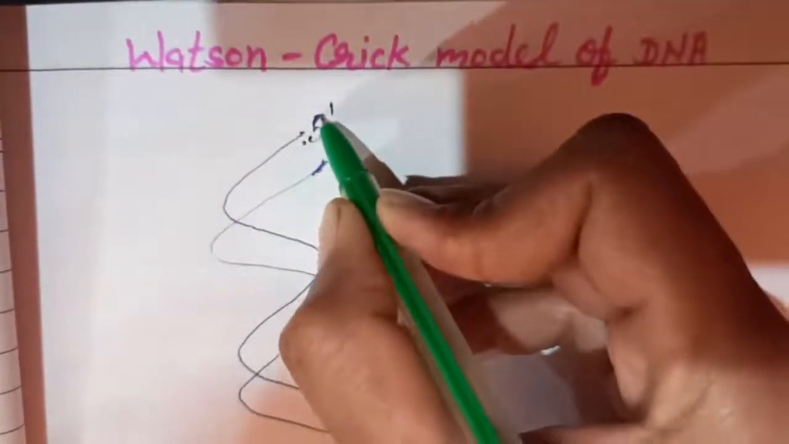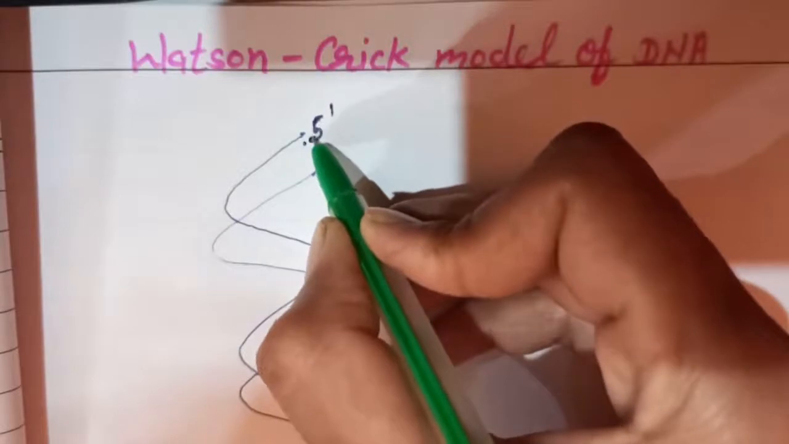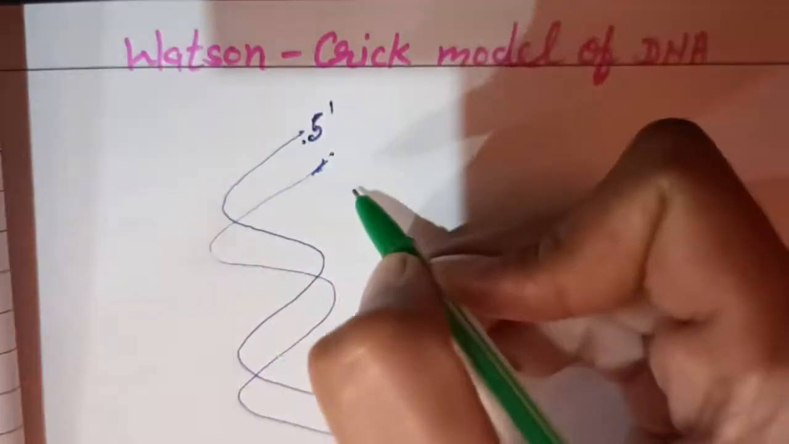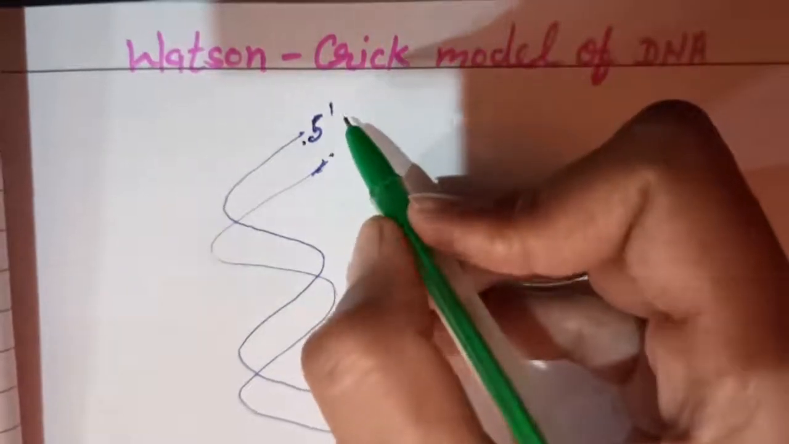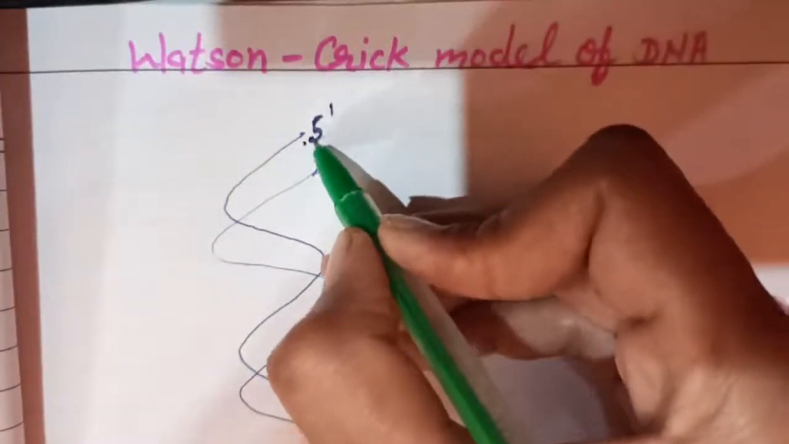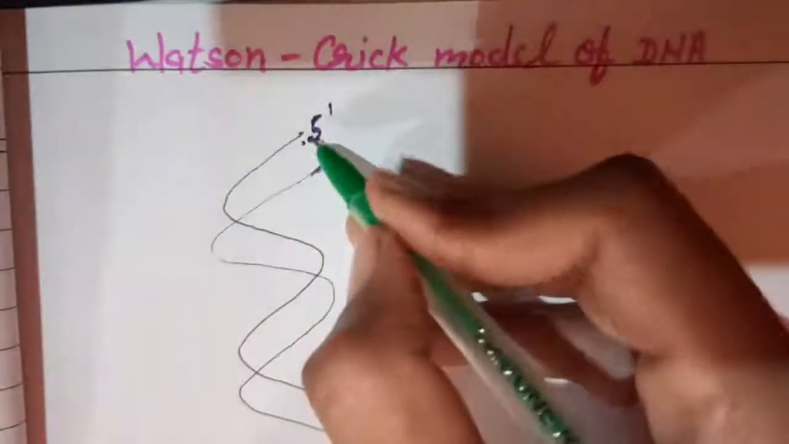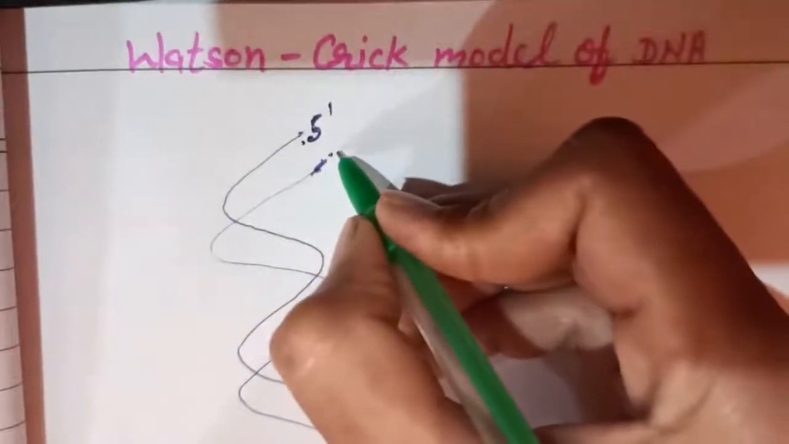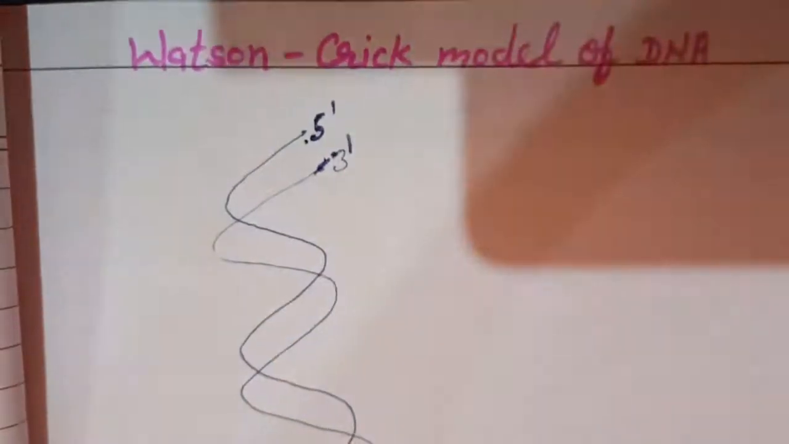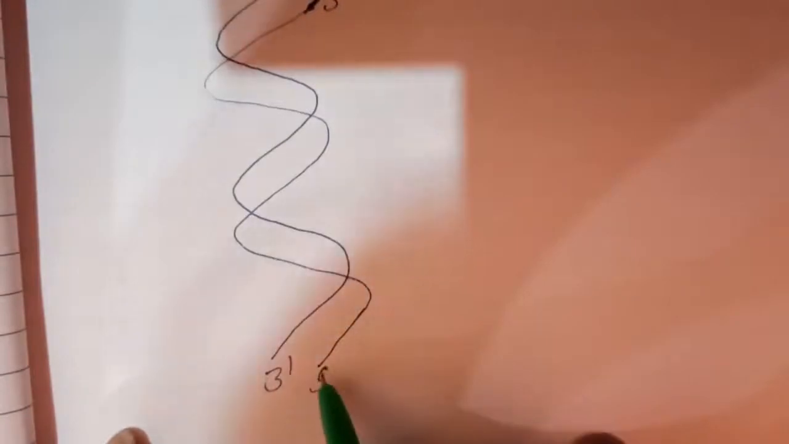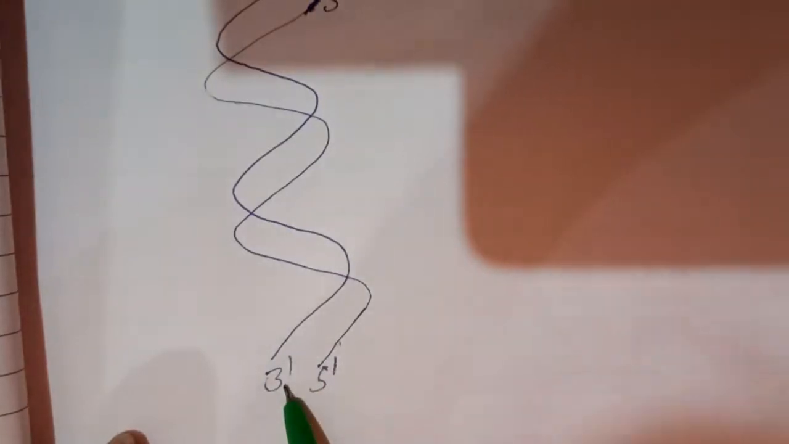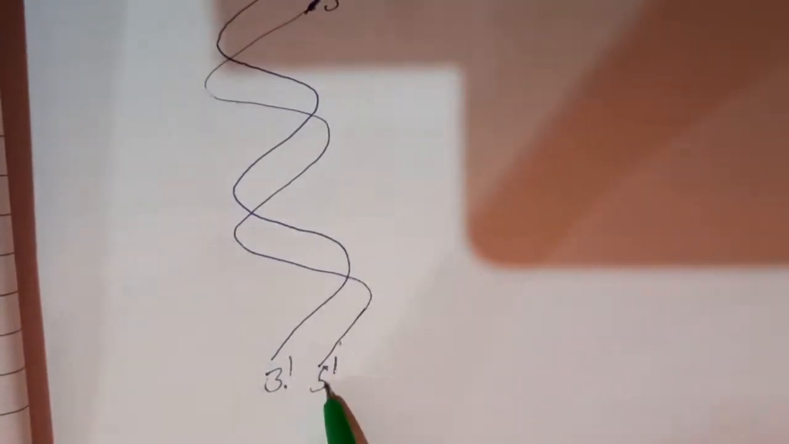This 5 prime is representing the free carbon position that was present in the sugar. I told you about the basic structure. There was the 5 prime carbon where the phosphate was attached, right? So this 5 prime is for that. One strand is having polarity 5 prime to 3 prime and another will have polarity 3 prime to 5 prime. That's why you can see these two chains are anti-parallel to each other, because one is having 3 prime on this side and another is having 5 prime on this side.